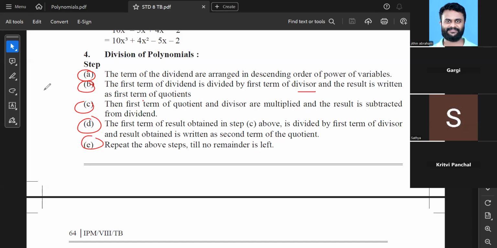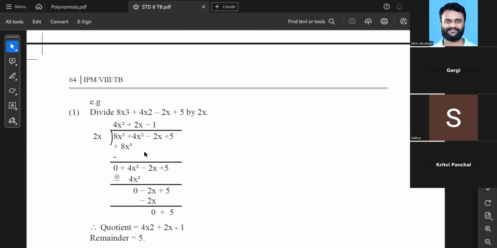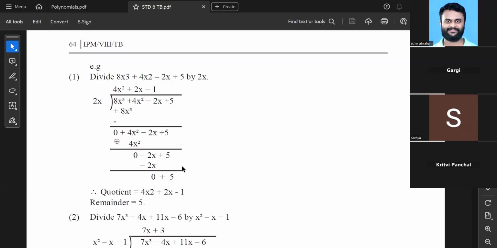Repeat the above steps till no remainder is left. So in this case, here you have 8x cube plus 4x square minus 2x plus 5, which is divided by 2x. Now in this case, how do you do it? First you divide 8x cube by 2x. So 8x cube divided by 2x. The x cancels, x square remains, then you are left with 4. So hence you will write 4x square over here.